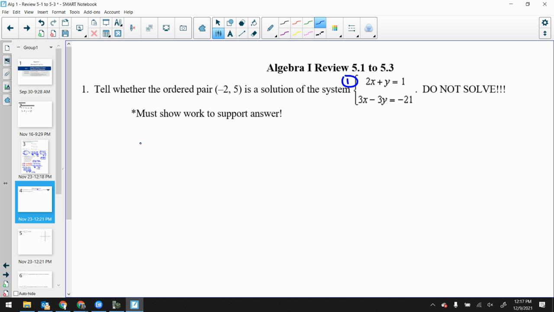All right, first equation here. We have 2 times negative 2 plus 5 is equal to 1. All I did was plug the x in for the x and the y in for the y, and we see what we get. Negative 4 plus 5. Does that check out? Yeah. It's a solution for the first equation. Let's check and see if it's a solution for the second equation.